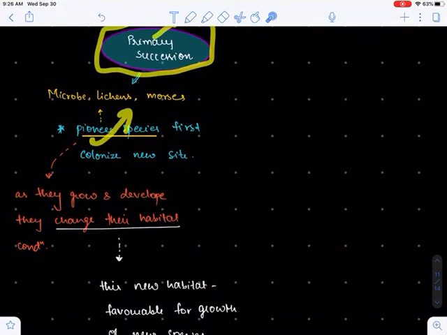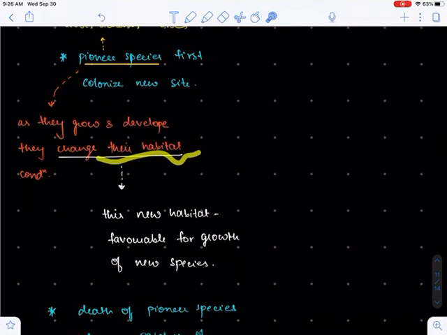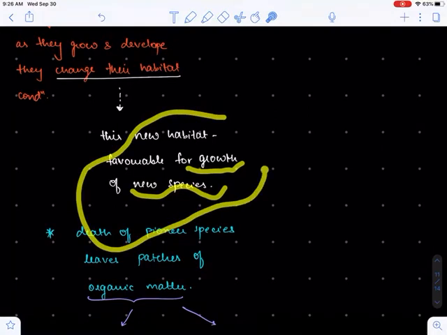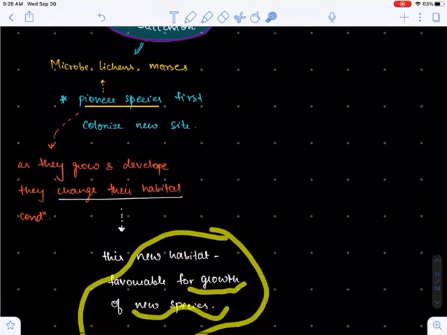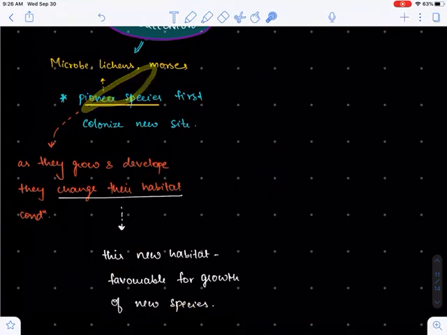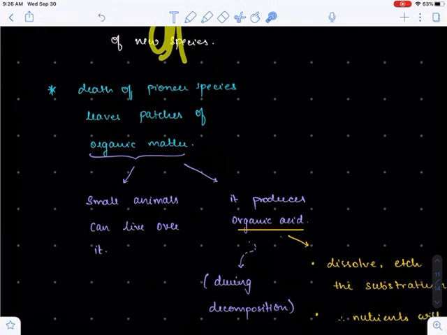Primary succession starts off with the introduction of the pioneer species. So now what the pioneer species do is that they grow, they develop, and during this process they change their entire habitat conditions. So now this new habitat will be used for the growth of the new species. So now the new habitat will be favorable for the establishment of a new set of species. Now it's important to understand how this entire process goes on, where the pioneer species get established and how they change their habitat and how the changed habitat is suitable for the growth of the new species.